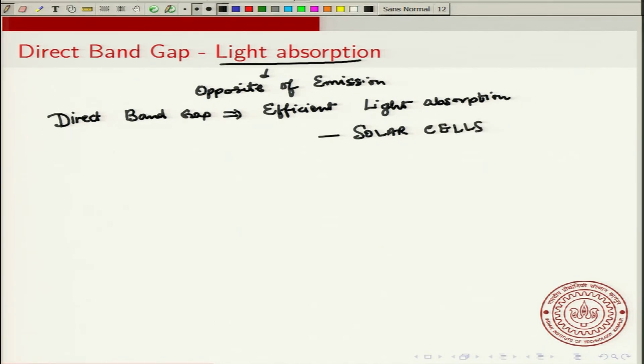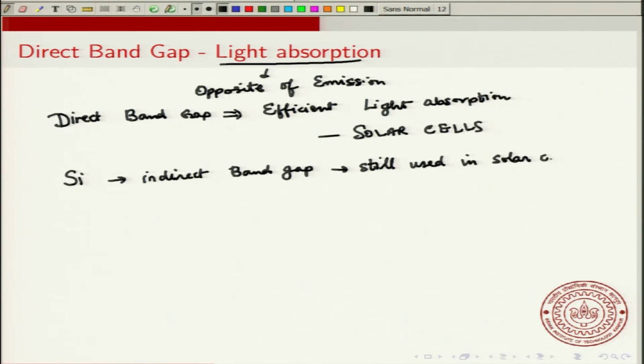Now, it turns out that for commercial reasons, silicon, which has an indirect band gap, is often used in solar cells, still used in solar cells because of its large availability, mainly because it is available everywhere. Silicon is an abundant material, so it is cheaply available, and it is still used in solar cells. Now it is much less efficient.